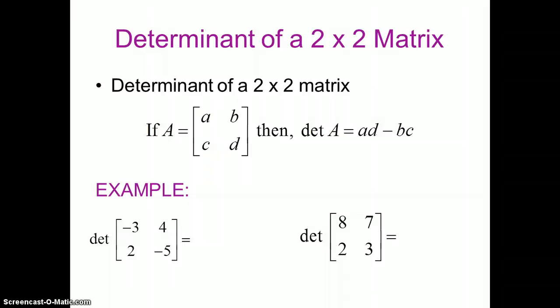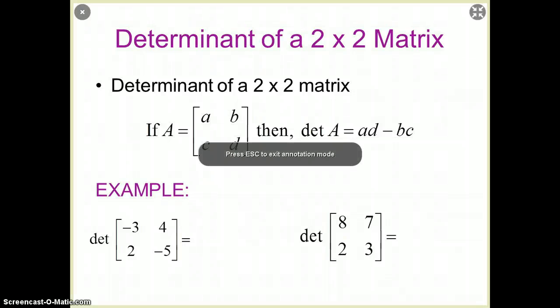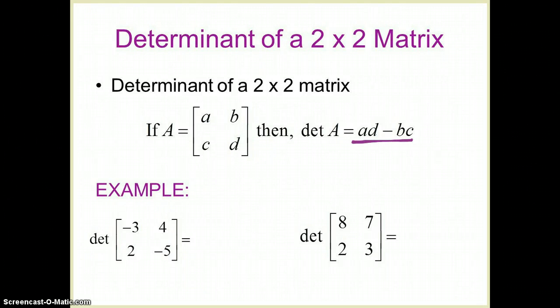All we have to do, if you look at my formula, it says A times D minus B times C. So when you look at the matrix itself, you can visually picture this. A times D, so I'm going to multiply that main diagonal together first, and then I'm going to swap and go the opposite direction, B times C, and I'm going to end up with A times D minus B times C. And it's that simple to find your determinant of a 2x2 matrix.